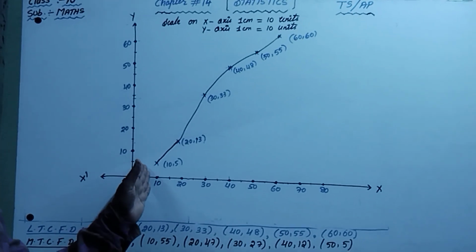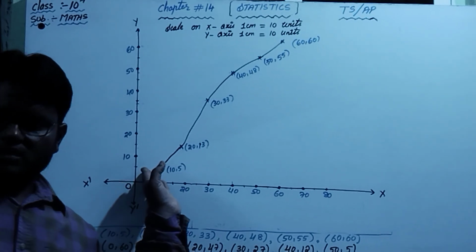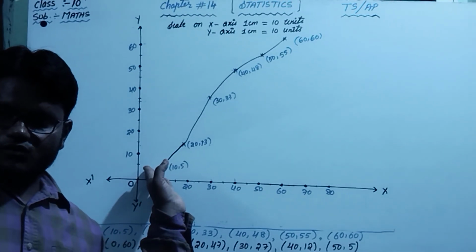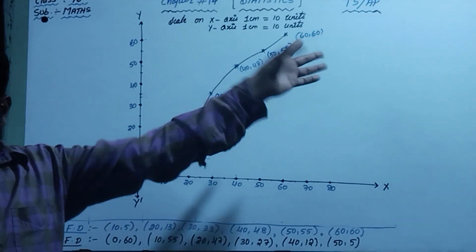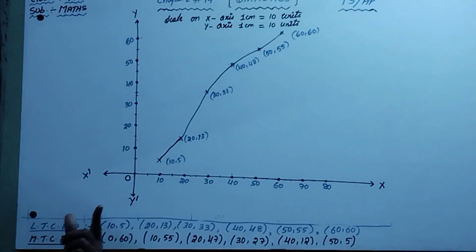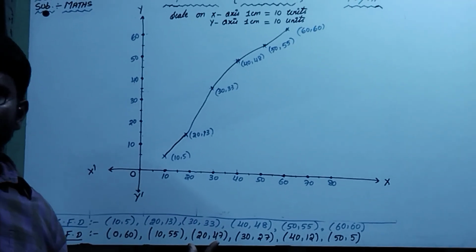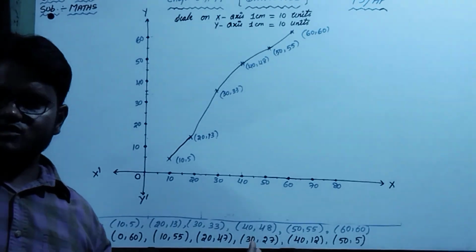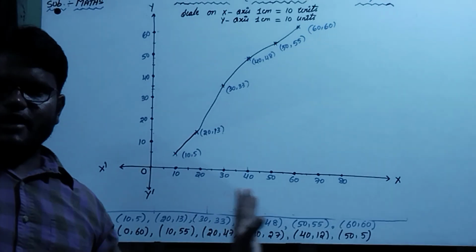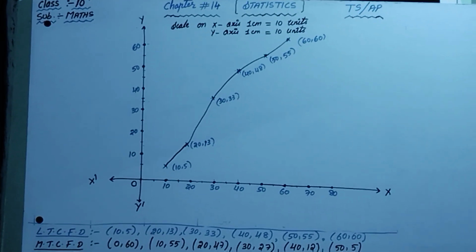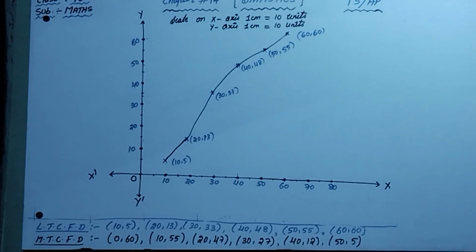The less than graph goes from lower to upward. Then in more than cumulative frequency, it comes from up to down. So this is your work. Draw this graph and show or comment. Any more doubts? If you have any doubts, clarify. The more than cumulative frequency distribution, that's your work. Okay, draw it.